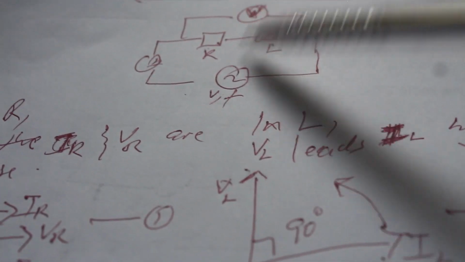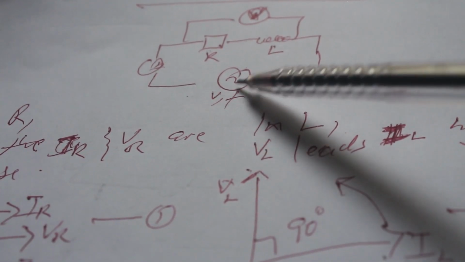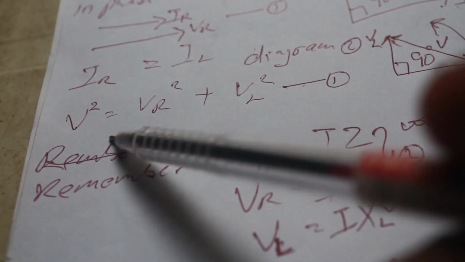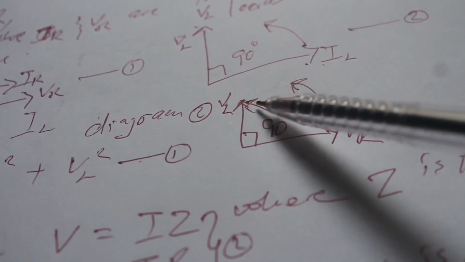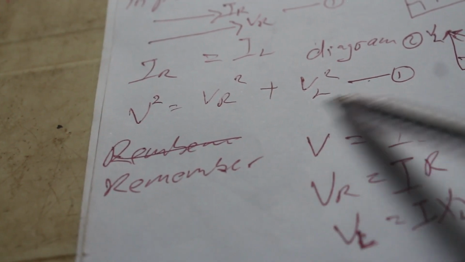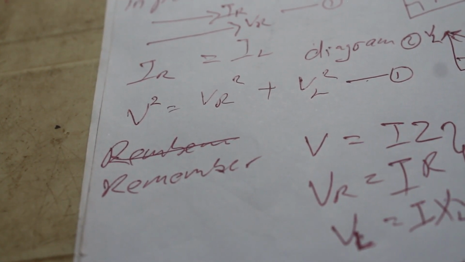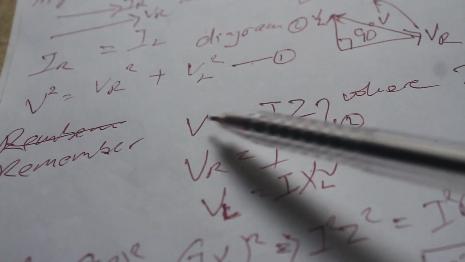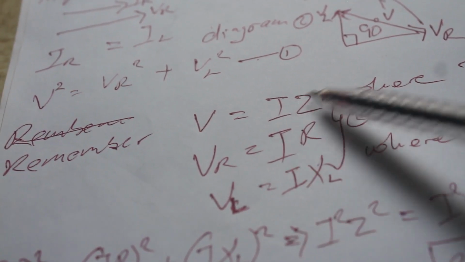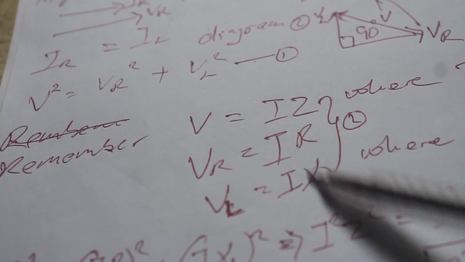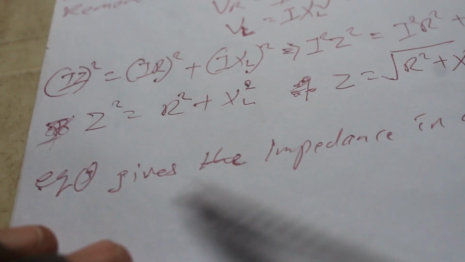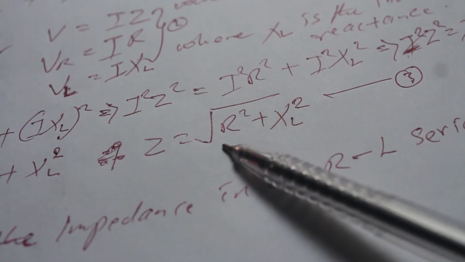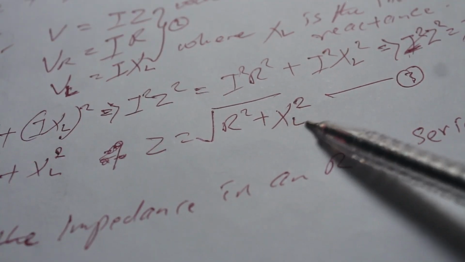So when you find their sum, which is equal to the potential difference of the source, we can find that using Pythagoras theorem, from addition of vectors. Since V is equal to IZ from Ohm's law, we substitute all these values into this equation and make Z the subject of the formula. We get that Z will be equal to the square root of R squared plus XL squared.